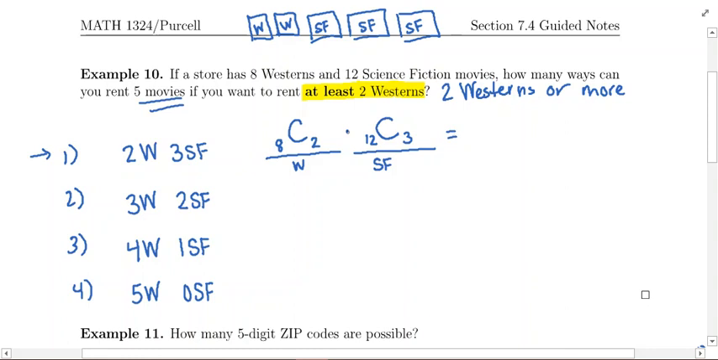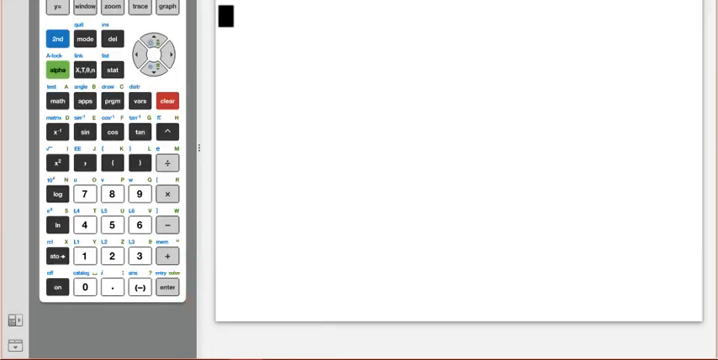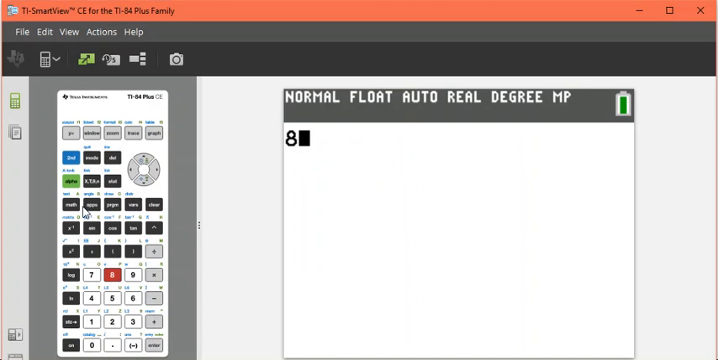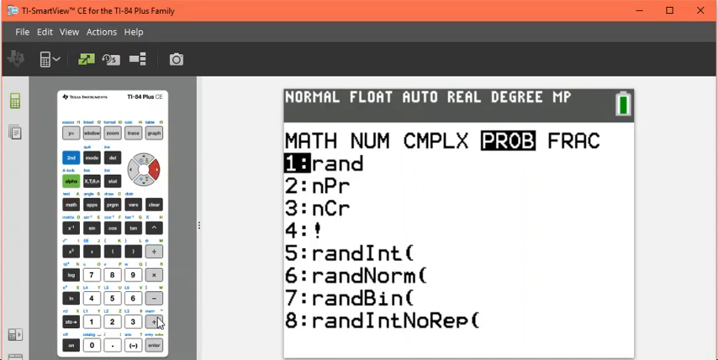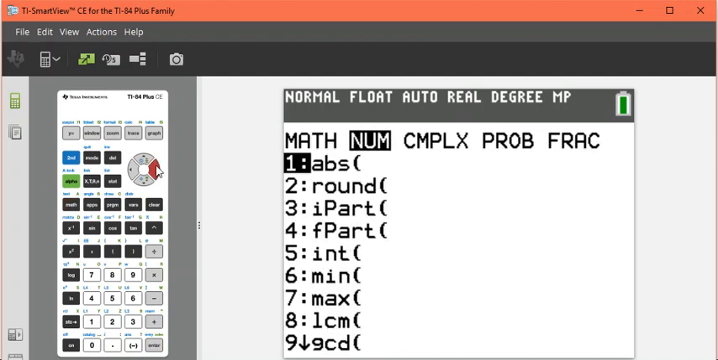So you're going to multiply these together because this is the multiplication principle. You've got your blank for the westerns and your blank for the science fiction films. You're going to have to multiply them together to get the total number of ways you can rent 2 westerns and 3 science fiction films. So let's go to our calculator here. Hold on, I lost my place. We're going to do 8 choose 2 and 12 choose 3. So we're going to do 8 choose 2, and then 12 choose 3.